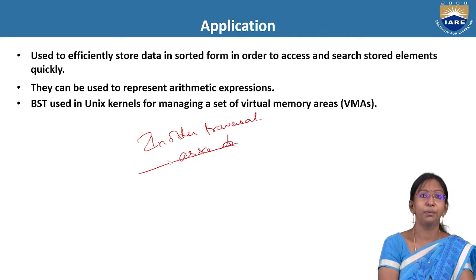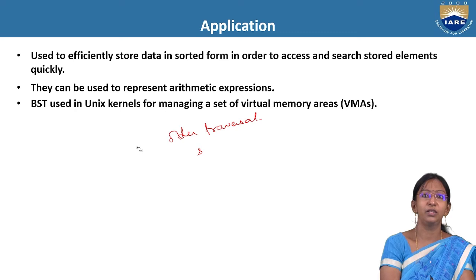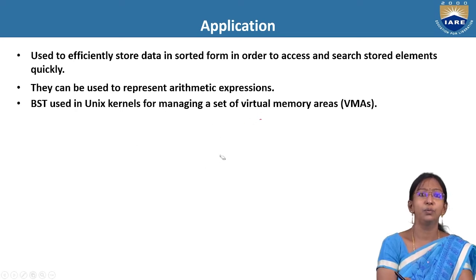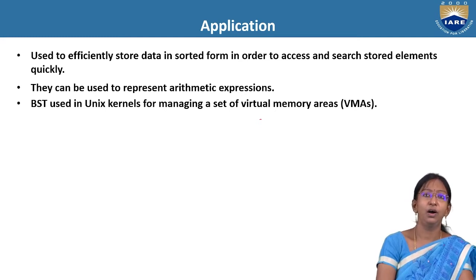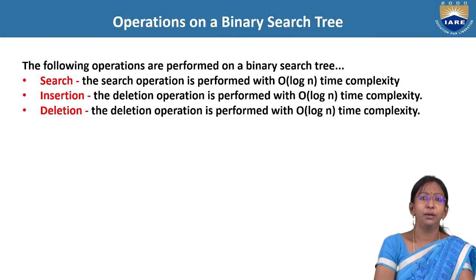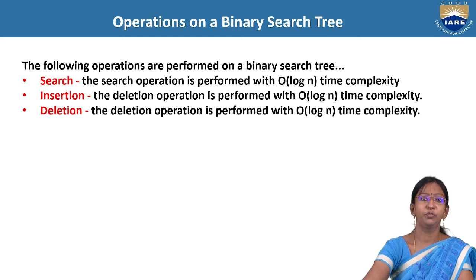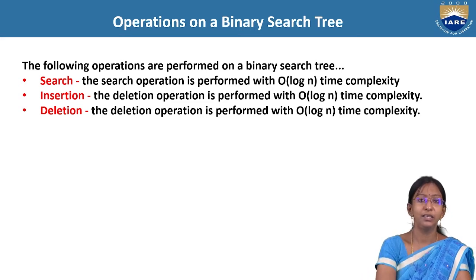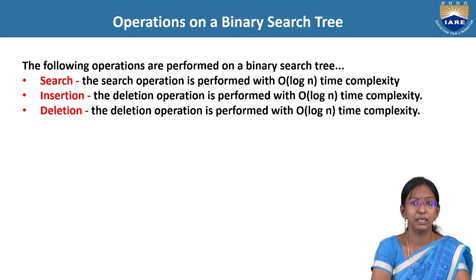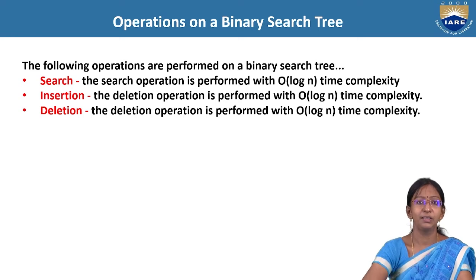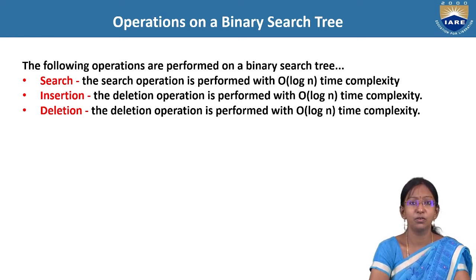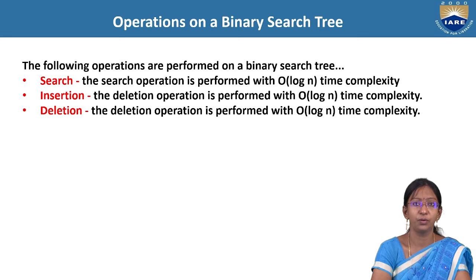Okay, so please remember this one. And in the Unix kernel, virtual memory is implemented using BSTs, binary search trees. Then coming to the operations that we can perform. On any tree, we can perform 3 major operations: search, insertion, and deletion. And the time complexity in case of a binary search tree is order of log n each.